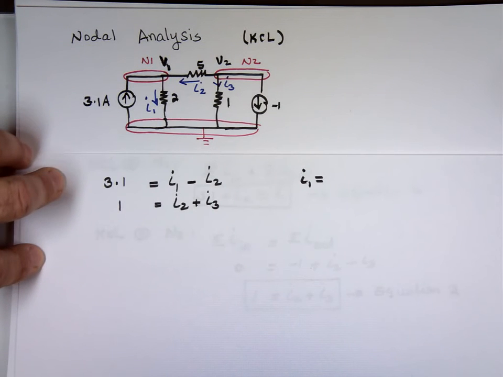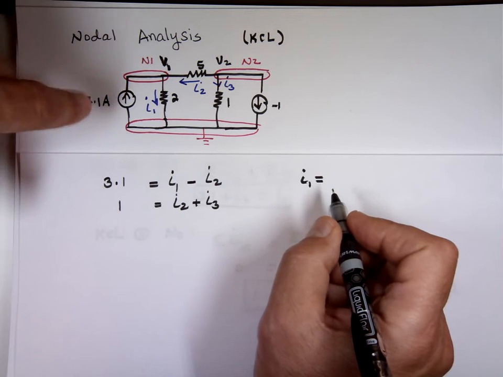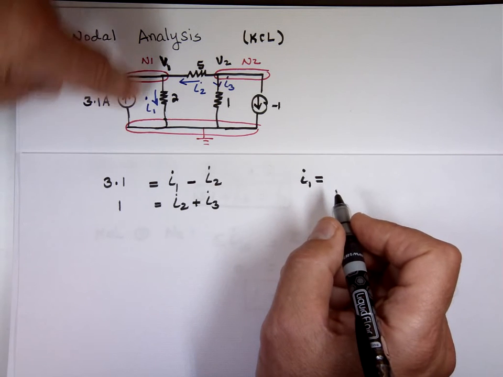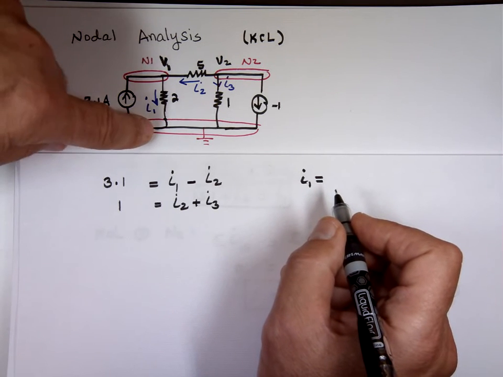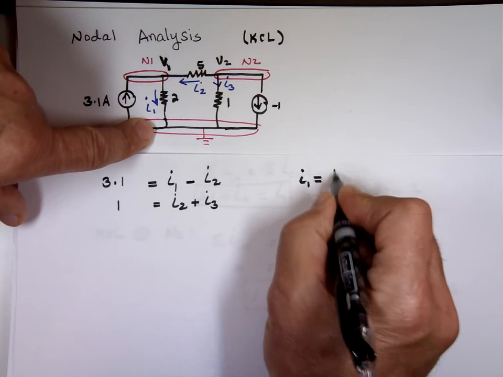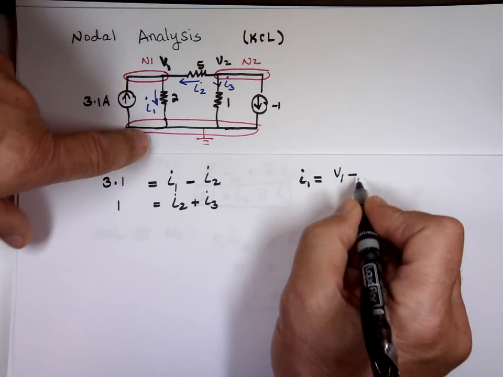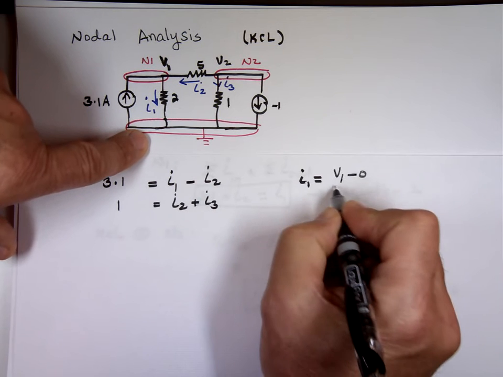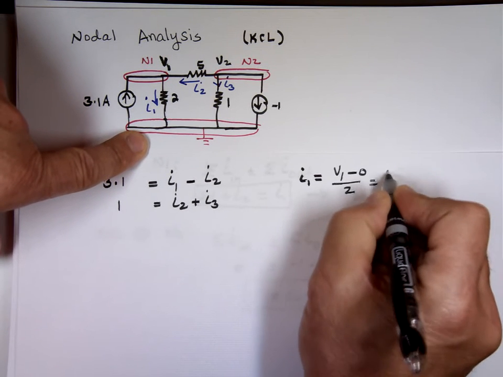So if I label them V1, V2, I sub 1, since it's coming down, is this voltage minus that voltage. The top voltage is V1 minus the bottom voltage, which is 0, divided by 2. So it's V1 over 2.